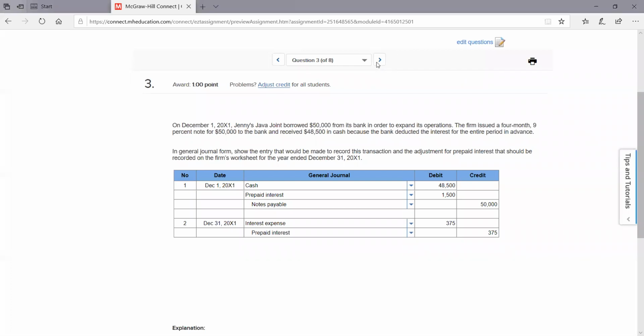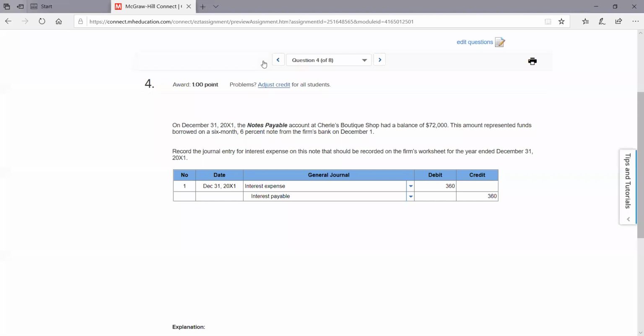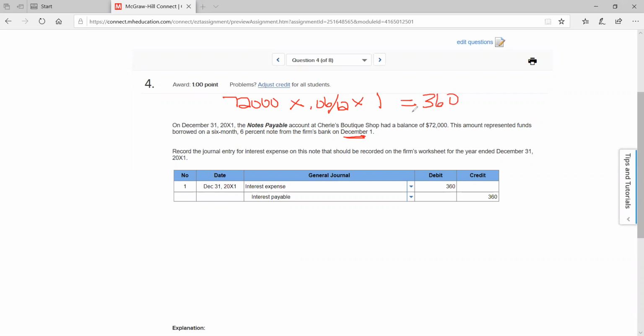Let's check out number 4. Again, more notes payable. So again, I like to write these out. So notes payable has a balance of, it looks like it is 72,000. So there's our principal. Interest rate is 6%, 0.06. I divide by 12 to get a monthly. And I look at my time period. This was on December 1st. So then just multiply that by 1 month. And that'll give you 360. That'll be your interest adjustment. Debit interest expense, credit interest payable.